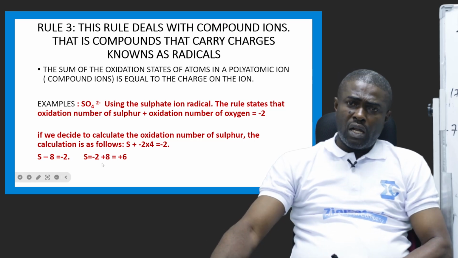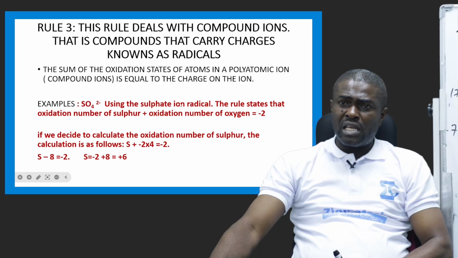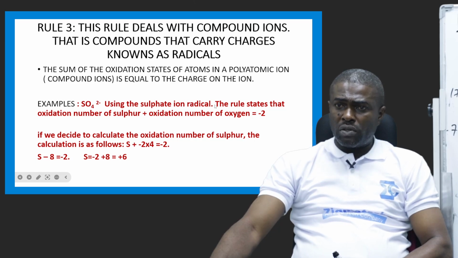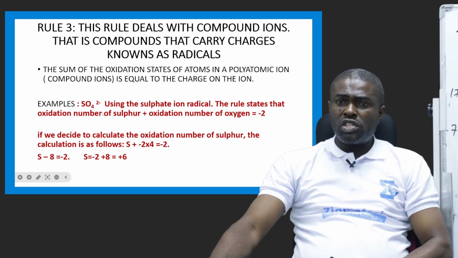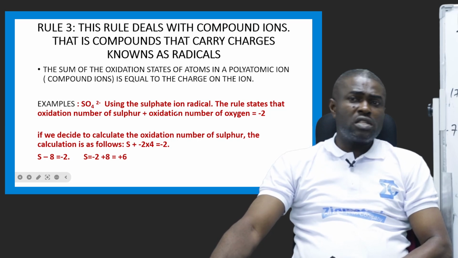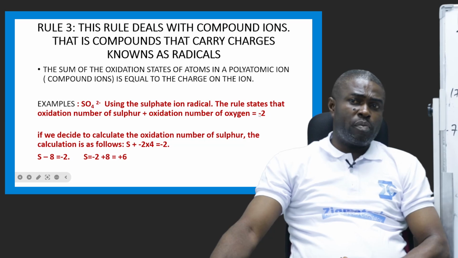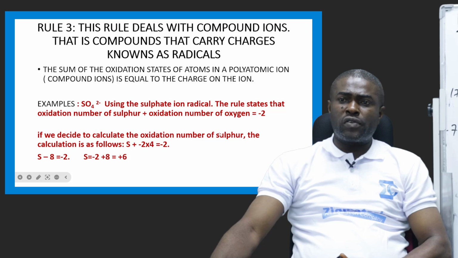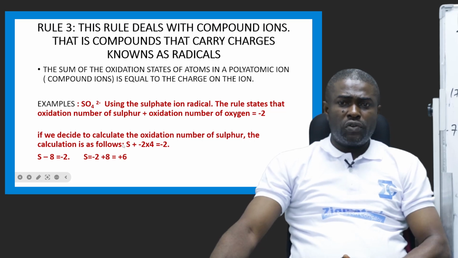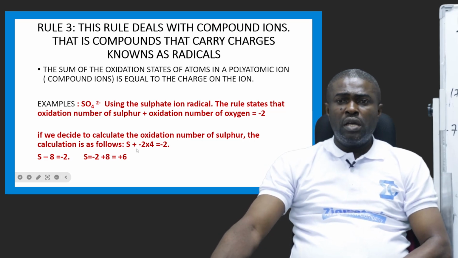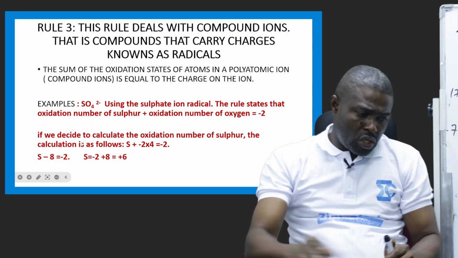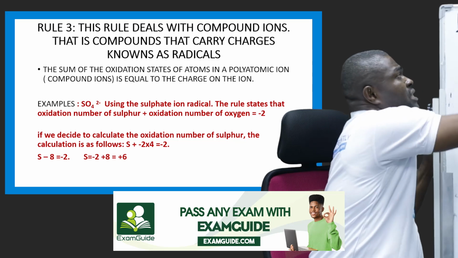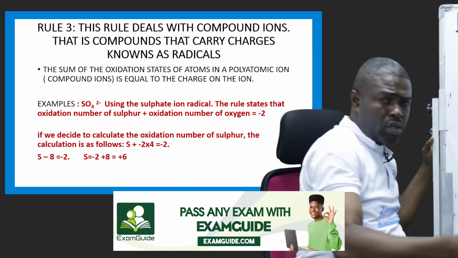Look at it here. Look at it on the slide. Say using the alphabet, using the sulfate ion radical, the rule states that oxidation number of sulfur plus oxidation number of oxygen is equals to -2. If we decide to calculate the oxidation number of sulfur, the calculation is as follows. Please, I want you to pay attention. Let us see how we can calculate the oxidation number of a particular element in that compound ion.